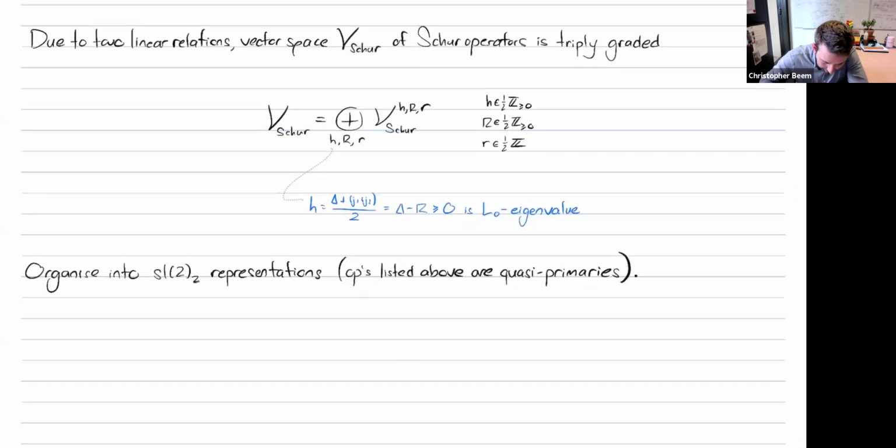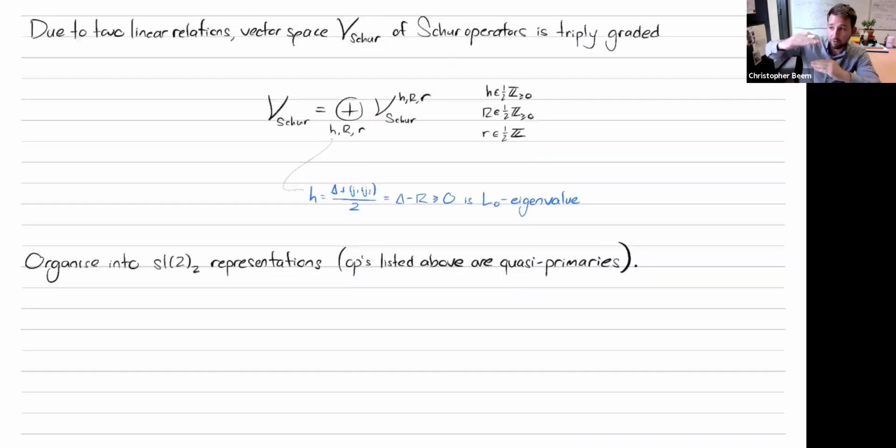So at the vector space level, going back to my 3 tiers of complexity, in Q cohomology I have these Schur operators, which form a triply graded vector space, because I had 2 linear relations, and the general operators in 4D N=2 had 5 quantum numbers. We can take these gradings to be the SU(2)_R quantum number, the U(1)_R quantum number, and this quantity H. You could choose other ways of parametrizing it, but this H is a natural one.